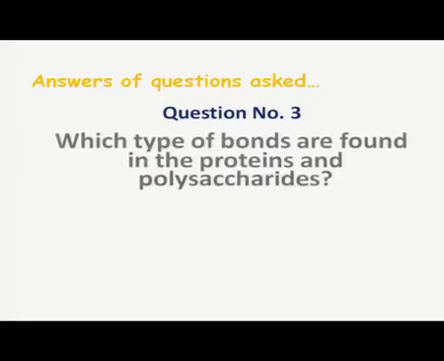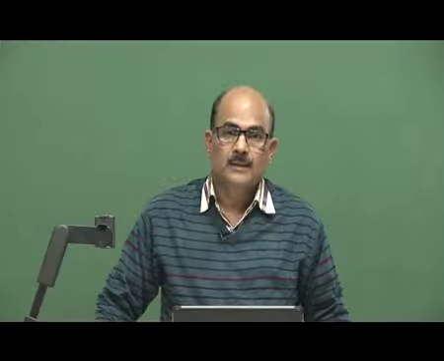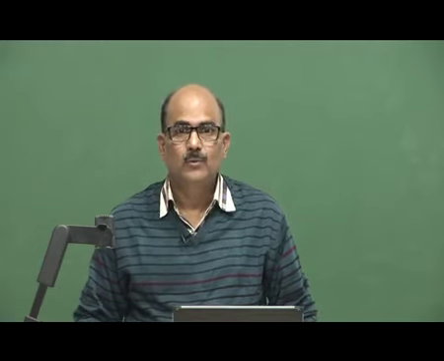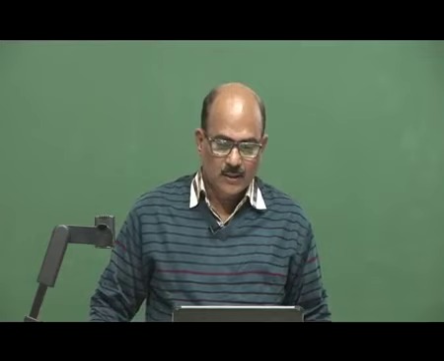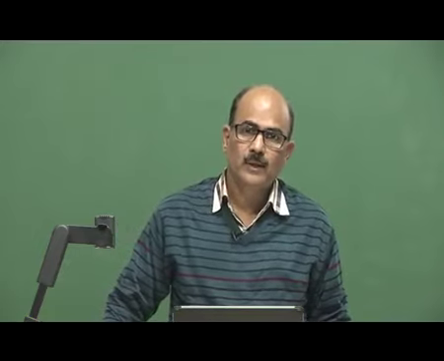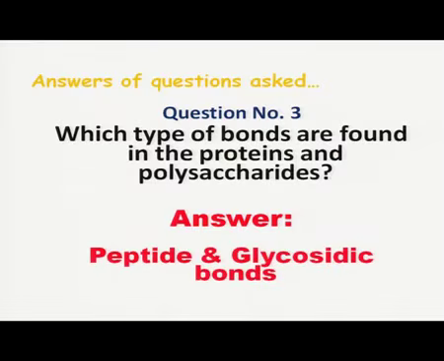Let us see the third question, which type of bond are found in the protein and polysaccharide. We have already discussed in the carbohydrate chapter, at the time of discussion of disaccharides like maltose, sucrose, lactose, these three disaccharides are formed with the help of two monosaccharides, and these two monosaccharides combine with the help of glycosidic bond. And in protein, there are 20 amino acids. These 20 amino acids are linked together with the help of carboxyl group and amino group to form peptide bond. So, your answer is correct. That is, in protein, peptide bonds are there, and in polysaccharide, there is glycosidic bond.